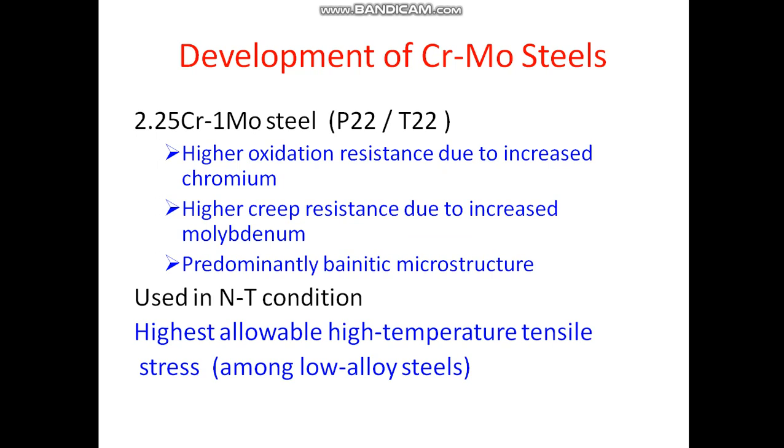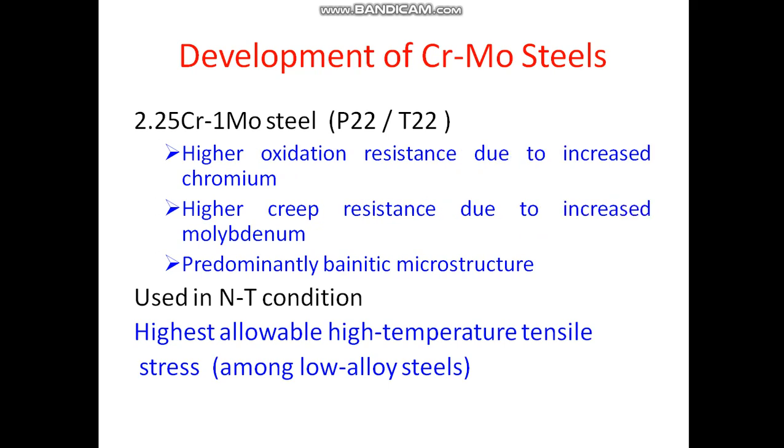2.25 chrome 1 moly steel, P22 T22, has higher oxidation resistance due to increased chromium and higher creep resistance due to increased molybdenum, and it has a predominantly bainitic structure. These bainitic microstructures offer very good oxidation and creep resistance, and can be used in the normalized condition, with the highest allowable temperature and tensile strengths among low alloy steels. So 2.25 chrome 1 moly steels have been successfully used.